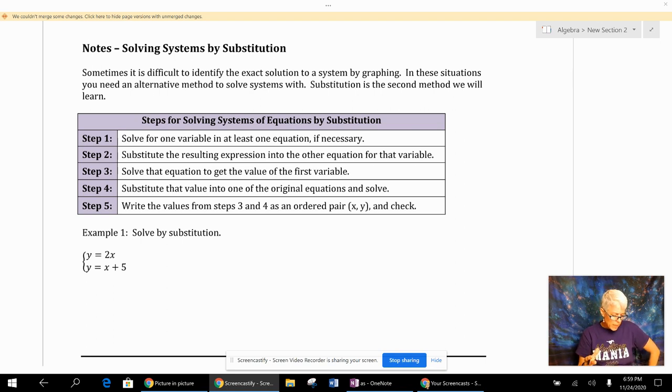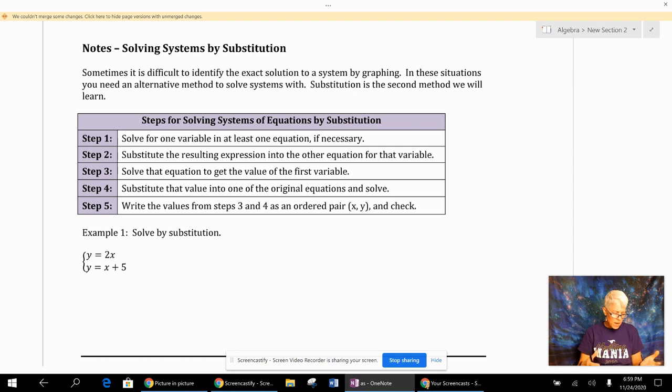So in substitution, again, we already have the equations in these situations. We have some steps here that are written out for us, but let's just go ahead and dive right in, because there are going to be different formats and different ways that you can solve them depending on how it's written out.